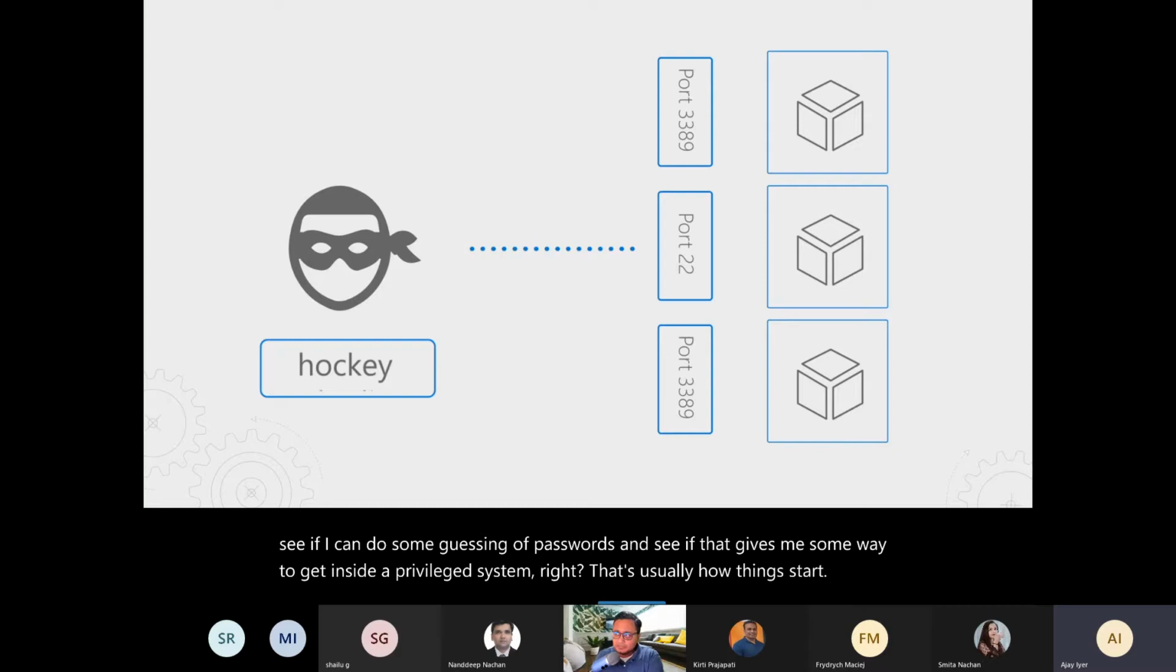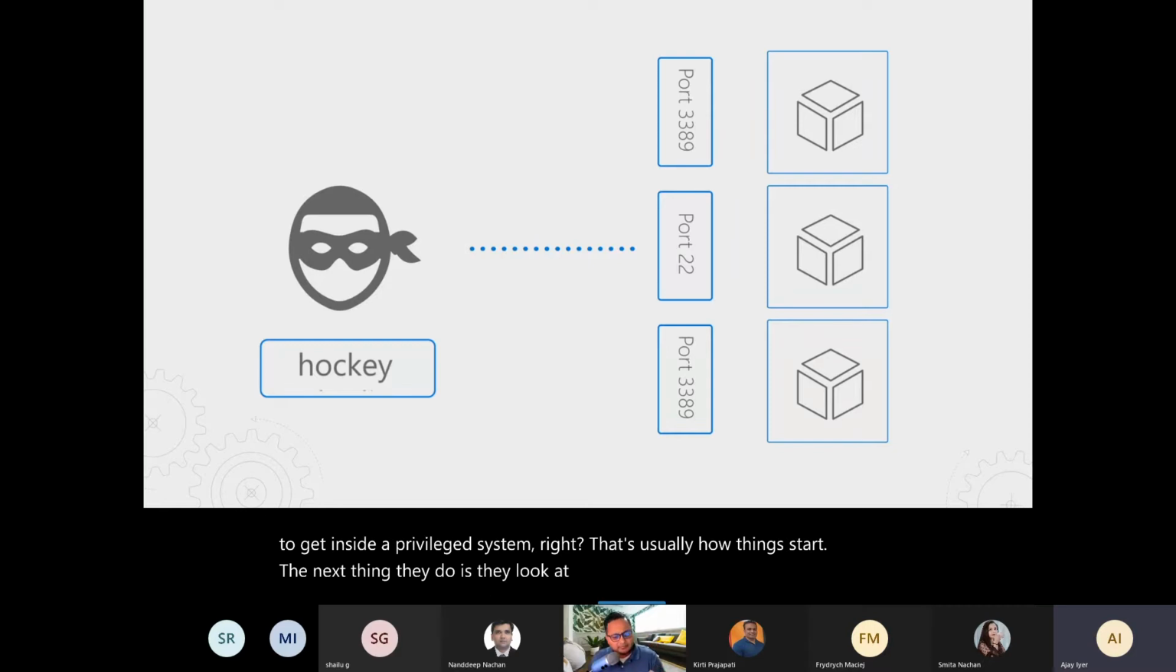The next thing they do is look at the most common ports, like 3389 for RDP, port 25 for SQL, right? The intent with these ports being that these are the most commonly used ports. And especially in systems where they've not gone through the appropriate server hardening processes, that's my easiest way in to get inside a system, right?